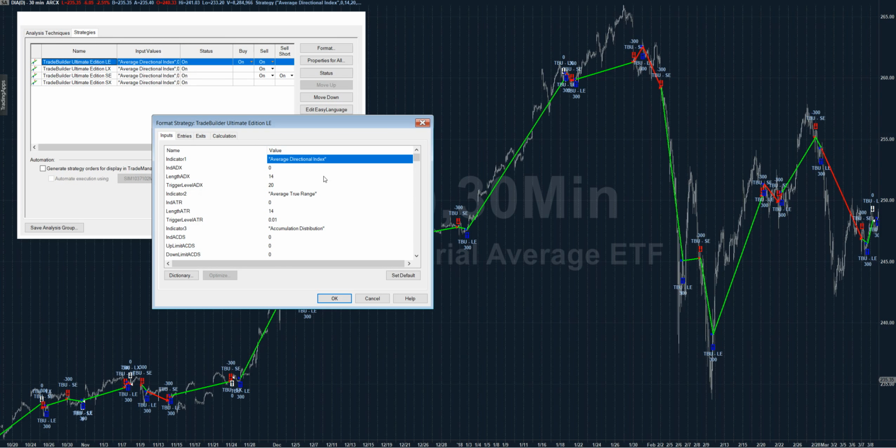As indicated by its name, TradeBuilder works on the principle of building up a strategy, and we do this by compounding the effects of many different indicators, everything from average directional index all the way down to correlation and so forth. It's up to you. It's up to your strategy creation objectives.